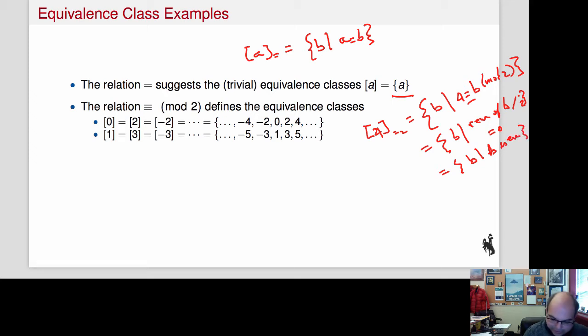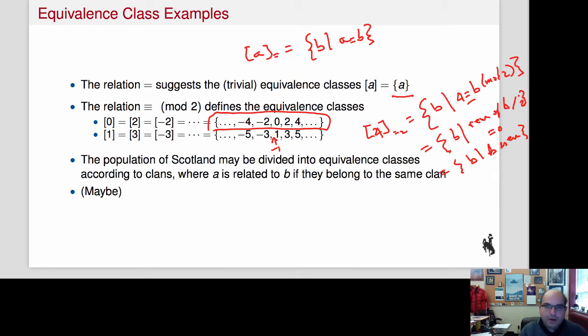Okay, so that is actually equal to this set right here, right? It's minus 4, minus 2, 0, 2, 4, and it's just infinite in both directions. Similarly to that, the equivalence class of an odd number is actually the set of all odd numbers. So the equivalence class of 1 is minus 5, minus 3, I missed one here, minus 1, 1, 3, 5, and so on.